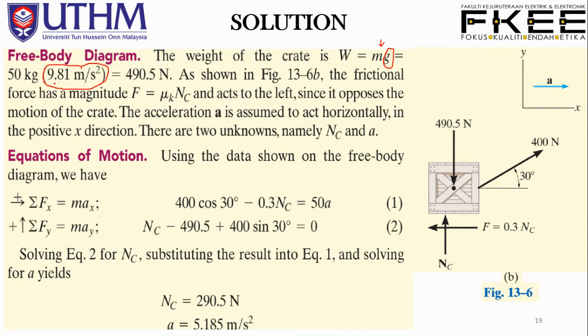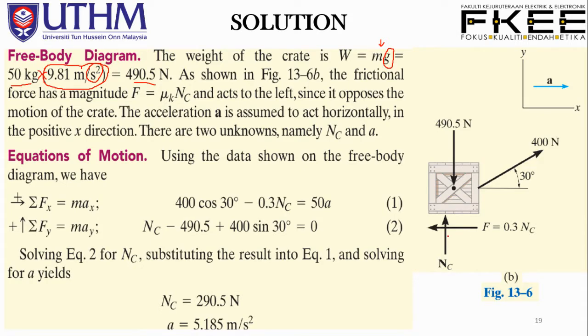This is really the acceleration, that's why you can see the unit is over second squared. So the acceleration of the gravity, the force caused by the gravity. So m, 50 kg, is the mass, multiply both of them, and you may get 490 Newton. Then, shown in figure 13.6b, the frictional force has a magnitude F equal to mu k N.